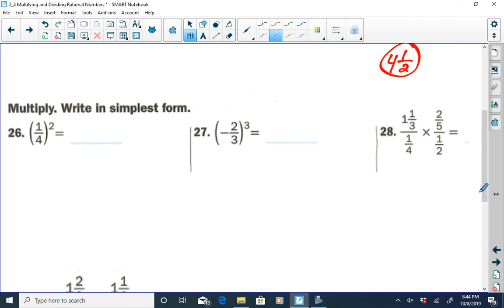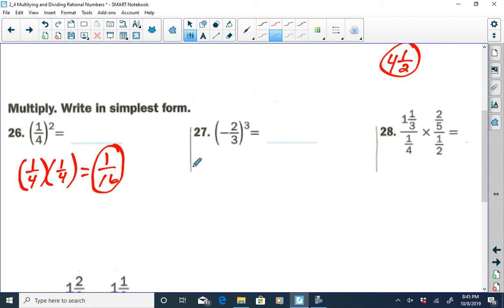Next group of problems. 1/4 to the second power, that's 1 over 4, times 1 over 4. I always like to start by writing my powers as a product of its factors. So 1/4 is the base. It's going to be used as a factor 2 times. And now we multiply numerator times numerator, denominator times denominator, and we get 1/16 there.